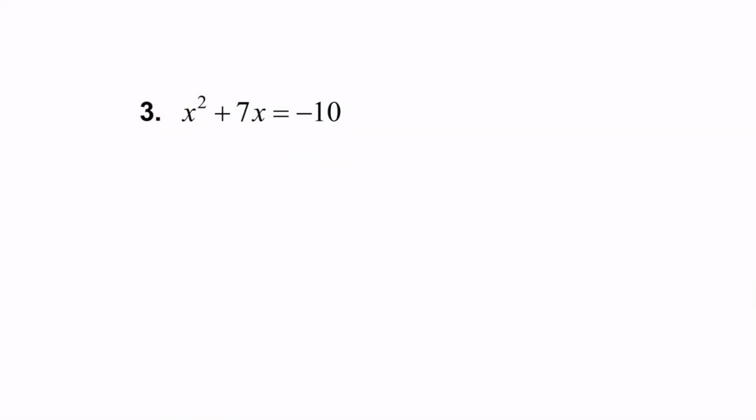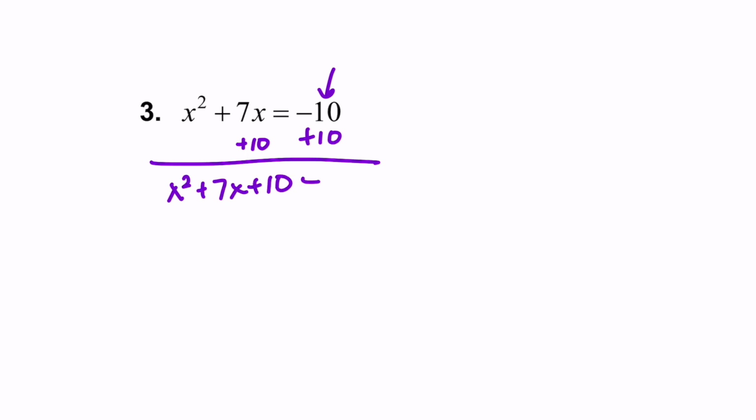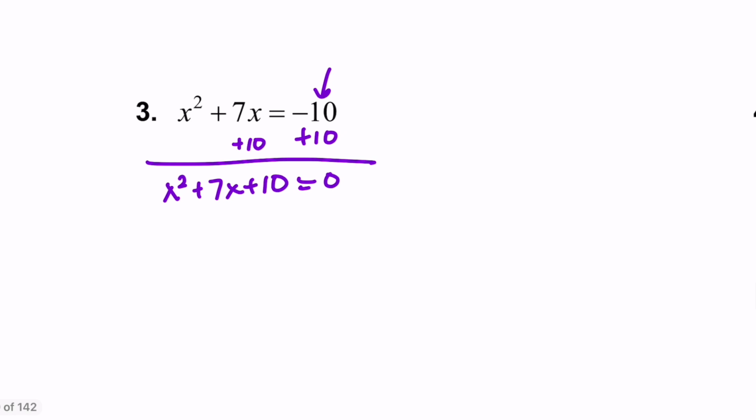Okay, looking at number 3, there's an x squared and an x, but the problem is here it's not set equal to 0, so we need to add 10 to both sides of the equal sign. x squared plus 7x plus 10 equals 0. Now I want to look to see if this will factor. Two things that multiply to 10 and add to 7. I've got 1 and 10 or 2 and 5. If I take 2 plus 5, it equals 7. So this will easily factor.